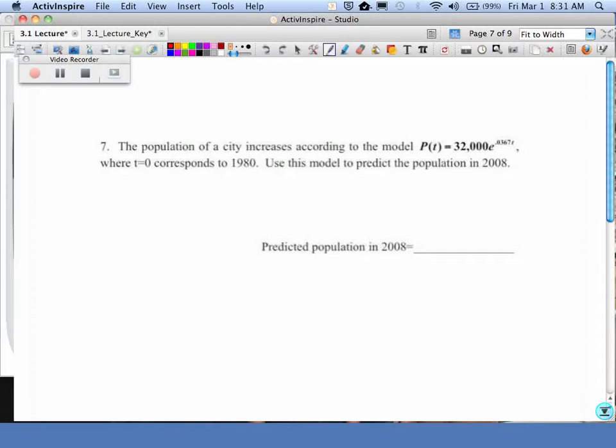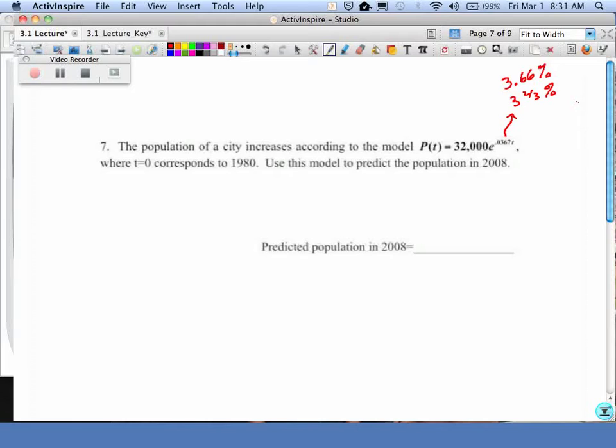Things will fluctuate. So as you look at this, what is the R value here? What's 0.0367? If they put the decimal of 0.0367 in there, what is it? 3.67%, 3 2/3%. That's how fast this population is growing.